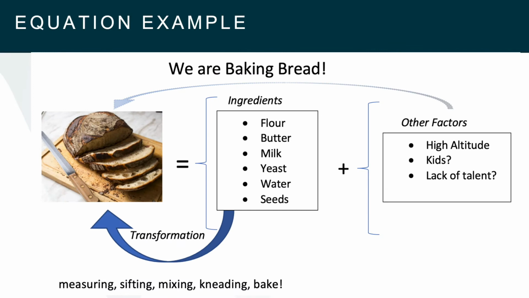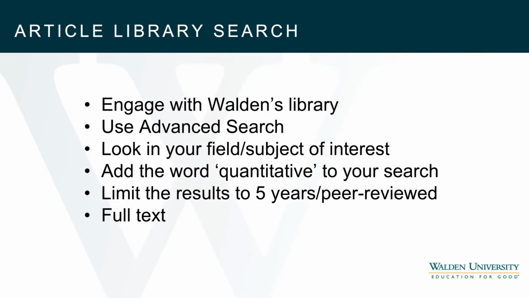Now you are asked to engage with the Walden Library to find a quantitative research article and then apply this equation to that research article. In essence, find the independent variables, find the dependent variables, and then think about and hypothesize about what parts of this relationship do not explain the dependent variable, the outcome variable. And to that end, I'm going to take you to the library here. Let me bring that up real quick.